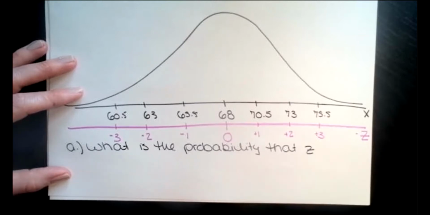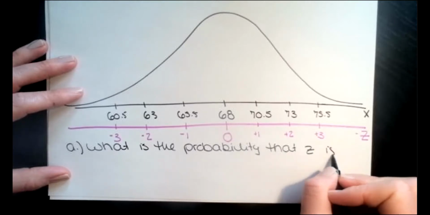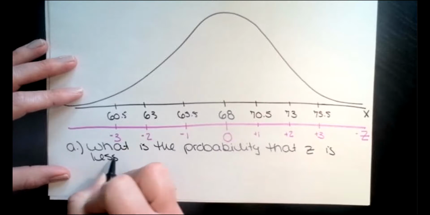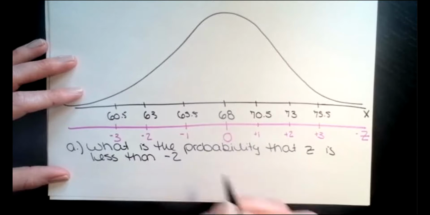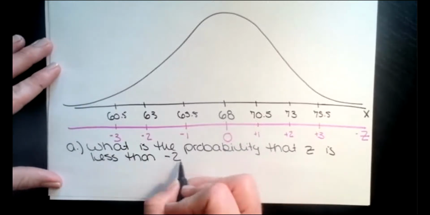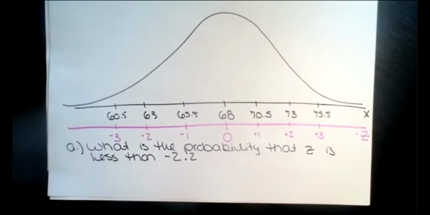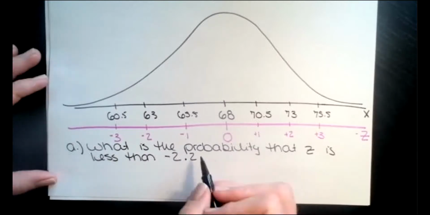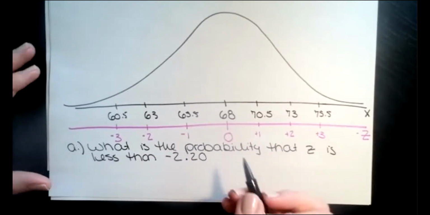That Z, because now I'm talking about Z, I'm not really talking about individual students' heights anymore, right? I'm talking about Z now, is less than, let's just pick -2. We could do any value, right? It doesn't have to be one of those. All right, let's just do -2.2 then, just to show that it doesn't have to be. And I'll put a 0 so you know it's not a mistake, okay?